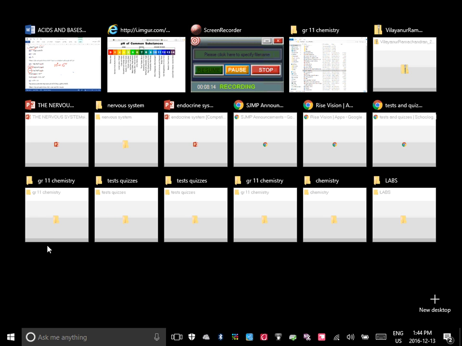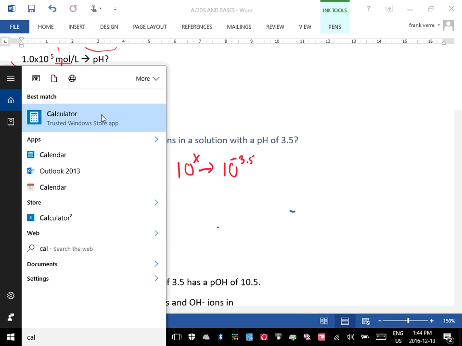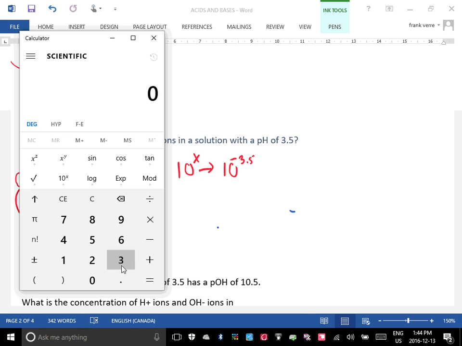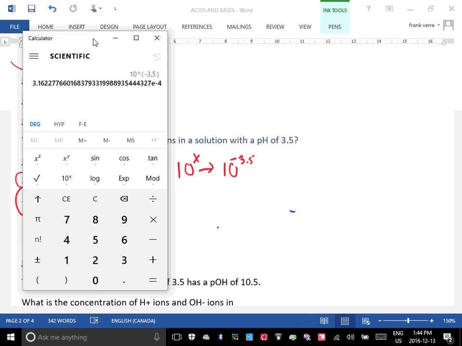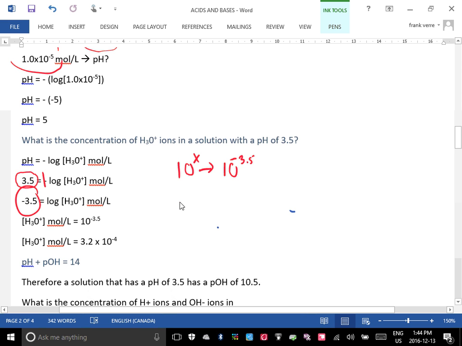Where's my calculator? Calculator disappeared. Oh. Did I delete it? I must have clicked the X. Alright, sorry. It's negative 3.5. So negative 3.5. Alright. So it's 3.16 times 10 to the negative 4. So my concentration is 3.16 times 10 to the negative 4. And again, that's big M, okay?